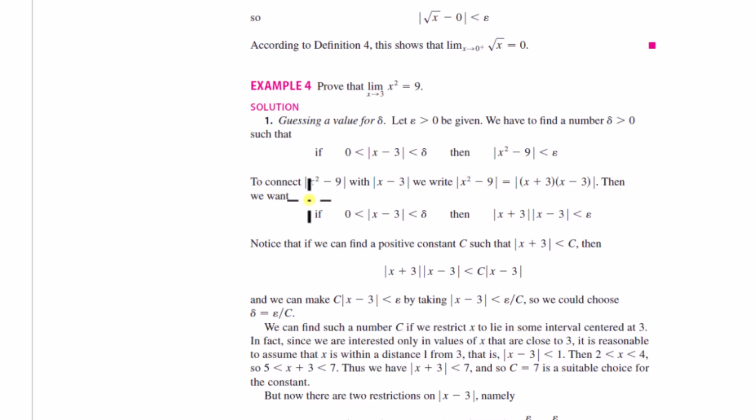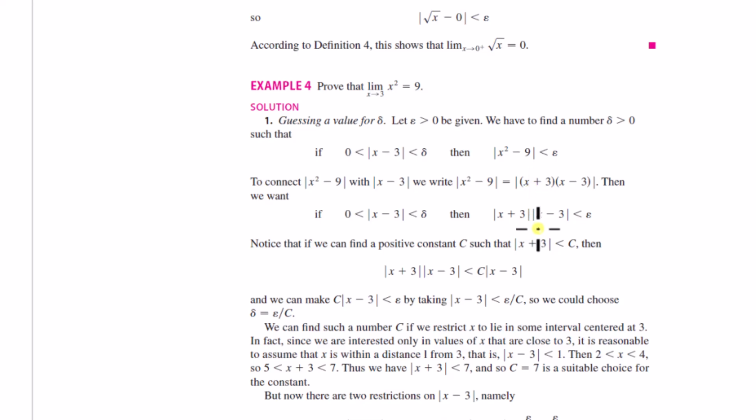All right, so to connect the absolute value of x squared minus 9 with the absolute value of x minus 3, they first factor x squared minus 9 into x plus 3 times x minus 3. Then there's a property of absolute values where if you've got the absolute value of a times b, then you can just distribute the absolute value to each term, assuming a and b are real numbers, and these are real numbers for all x. So they apply that property of absolute values, and so now we've updated the pair of inequalities as shown here.